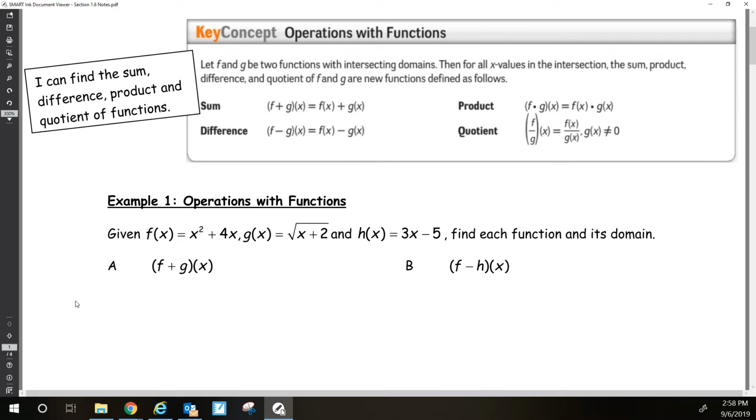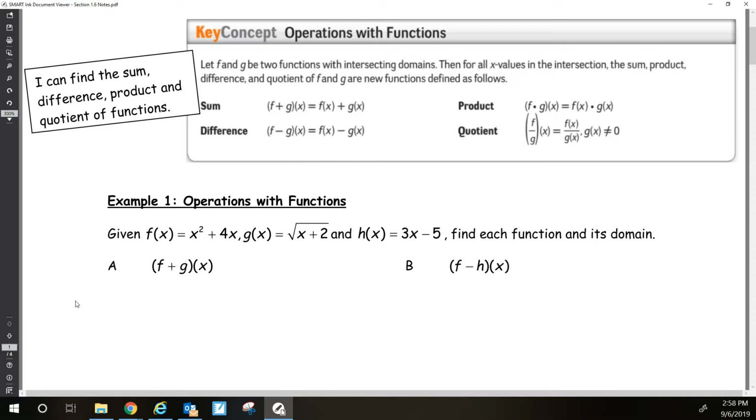We've got four different operations we could do, which is addition, otherwise known as sum. We can find the difference, or subtract two functions. We can multiply two functions and find the product. Or divide two functions, as long as g of x is not 0, or as long as the denominator is not 0, we can divide the function, and that's called a quotient.